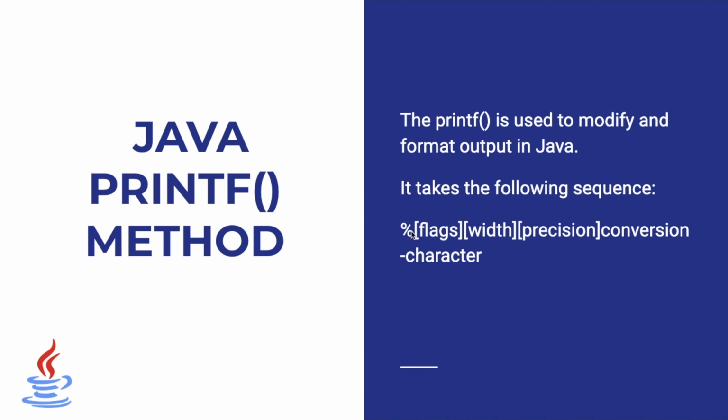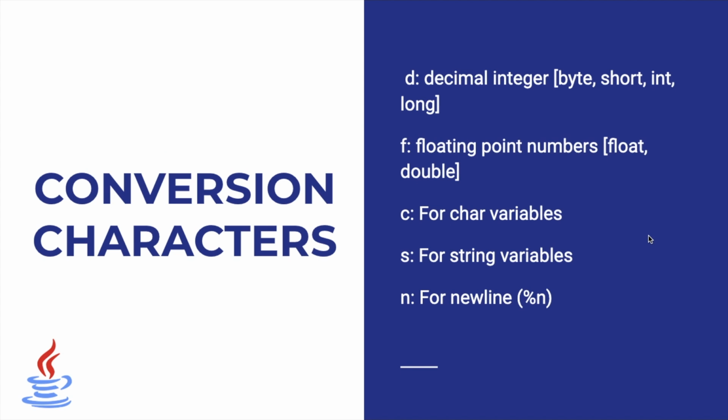We have this percent symbol. It takes in the flags, the width, the precision. We'll have conversion characters as well. Now, what are conversion characters? They are what helps the program detect what type of value you want to pass in. So when you put in these conversion characters, which you'll see in an example in a bit, we have d for decimal integer, which includes byte, short, int, long as well. We have f for floating point numbers, that's float and double. We have c for char variables, s for string, and n for new line.